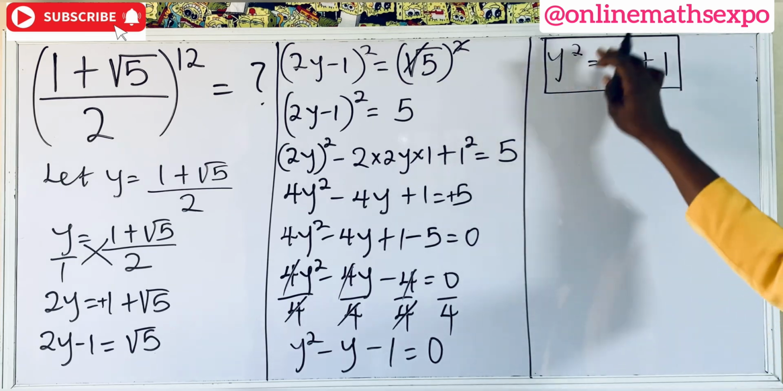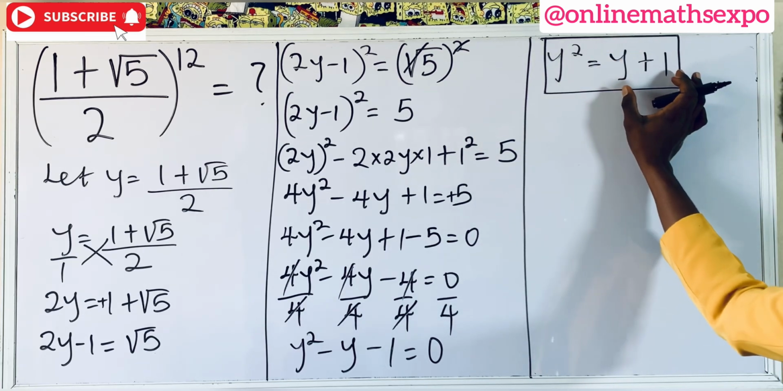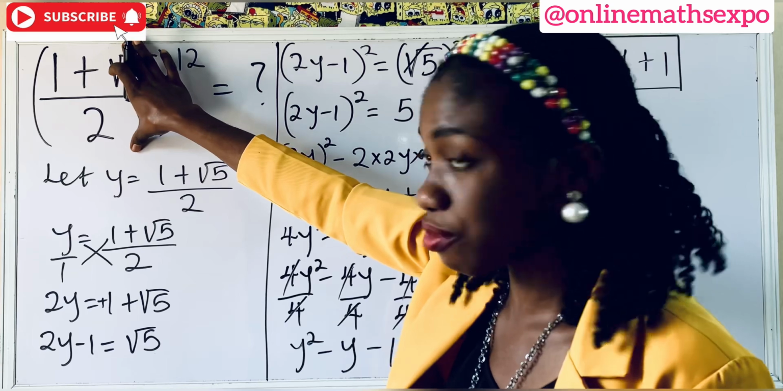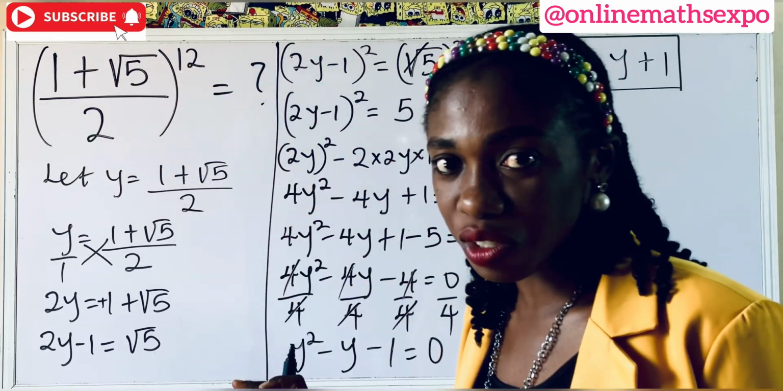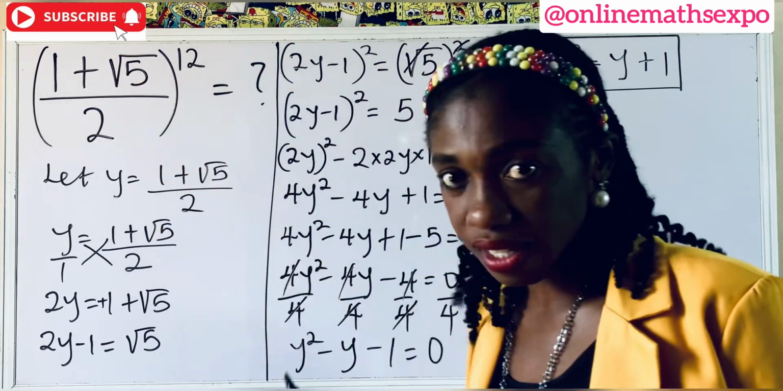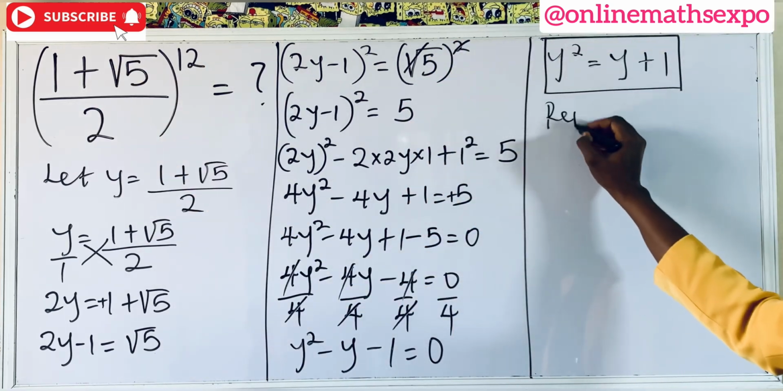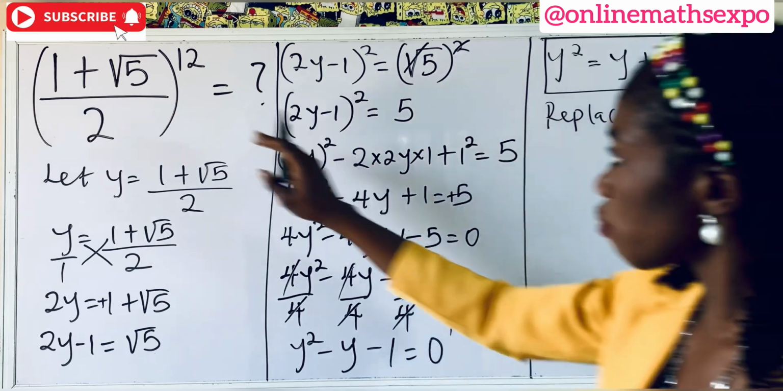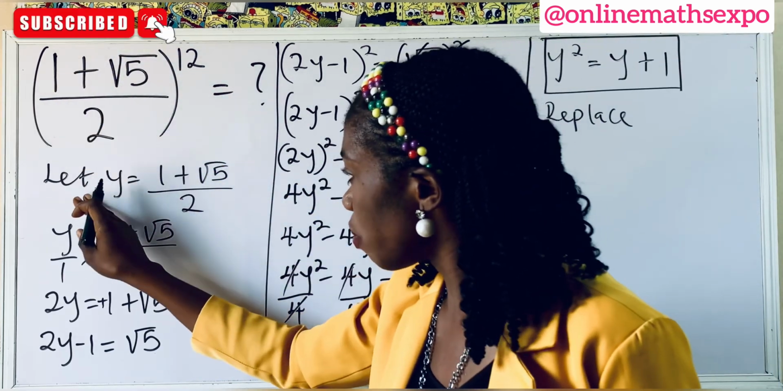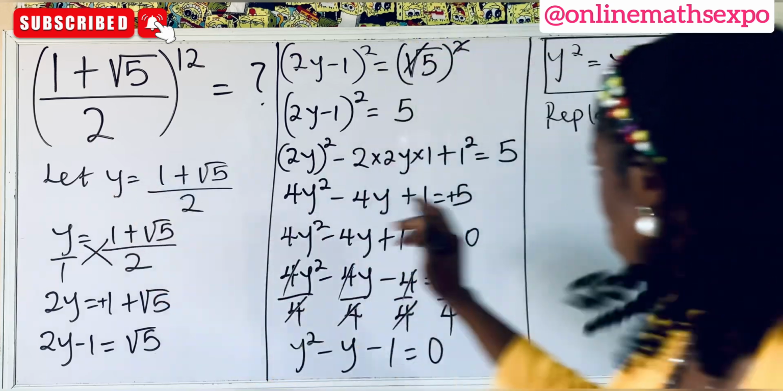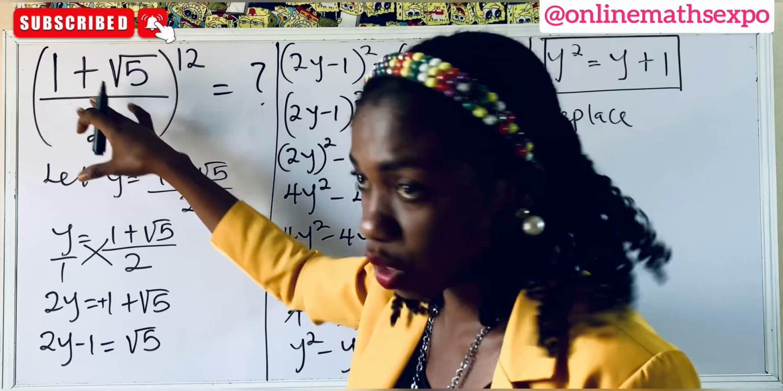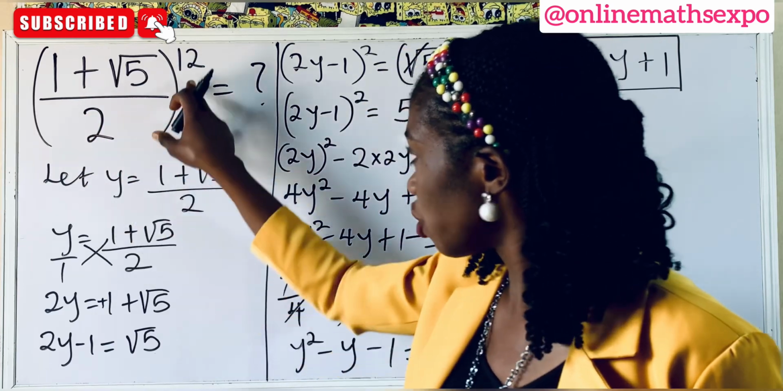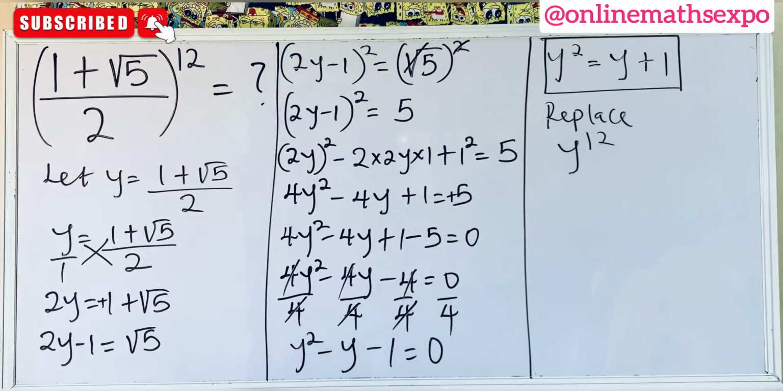Now we have gotten y squared as this. Remember, from the question, this is what we have. And we said earlier, let our y be this. So in that case, let's replace, okay? Instead of writing this, we are replacing it with this our y. So it means we are going to have y, taking the value of this inside the expression, and you raise it to the power of 12. Did you see that?